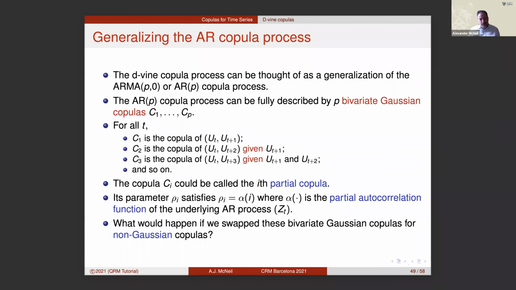And that's what gives you the divine. So really what we do is we take the C1 here, and instead of a Gaussian, we put in something else. We put in a non-Gaussian for C2, a non-Gaussian for C3, and we can do that P times for any P, any positive P. And we get something called a divine copula process.